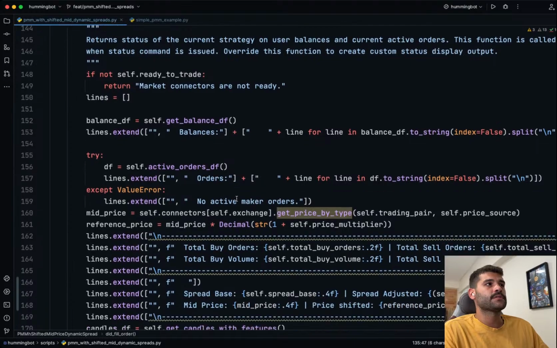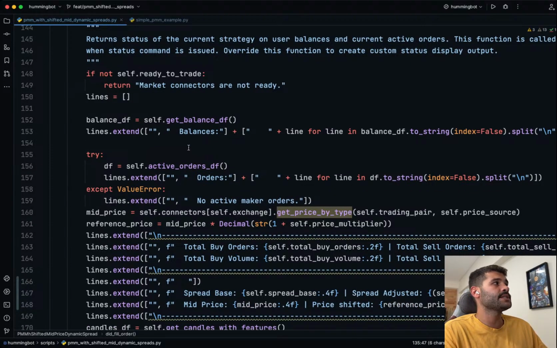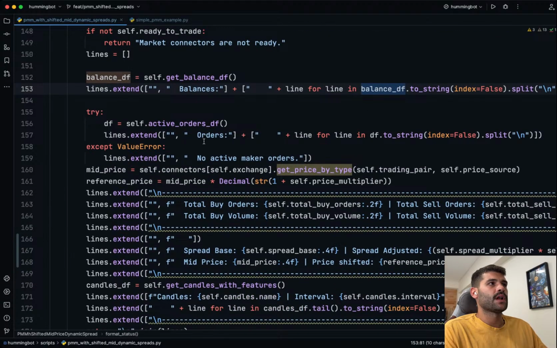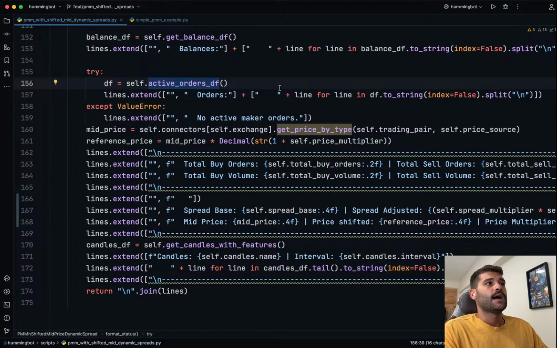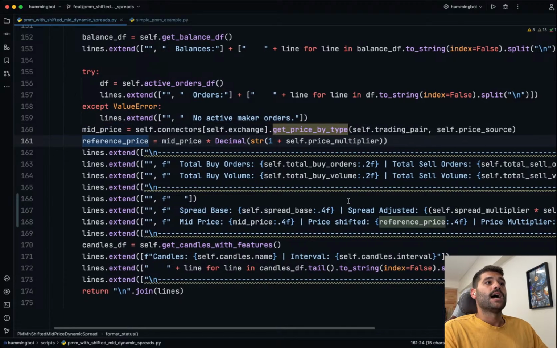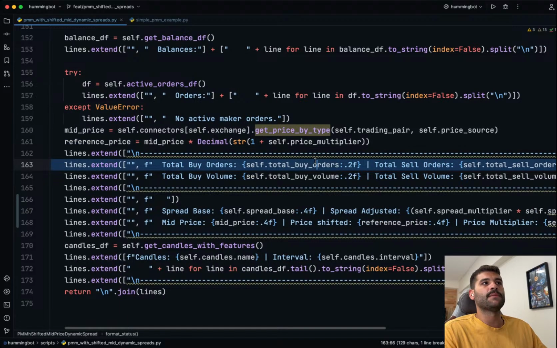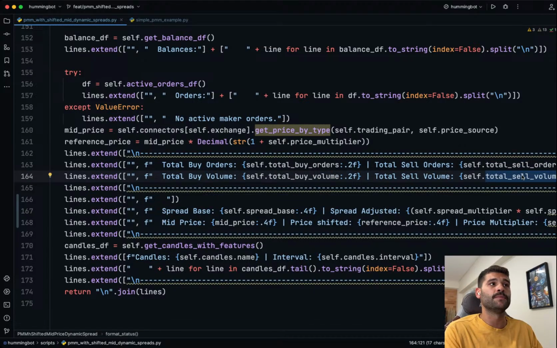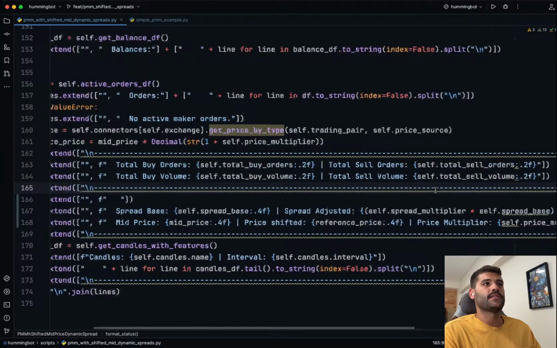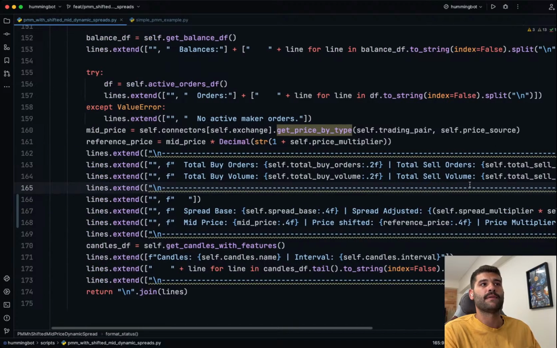Now let's review the format status. It's similar to the one from the script strategy base. The only difference is that we are not logging the warnings, we are just logging the information. So we are logging the balances, we are logging the active orders DF, and here, this is the last part, we are getting the mid price, calculating the reference price, and then showing the total buy orders, the total buy volume, the total sell orders, and total sell volume. These are the things that we are computing with the events. So here is an example of how you can show information computed by the events.